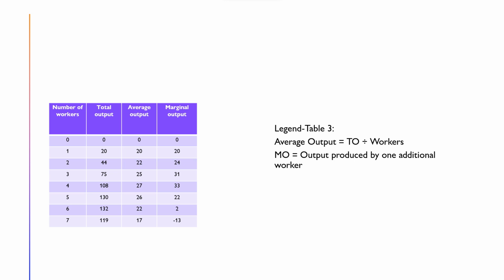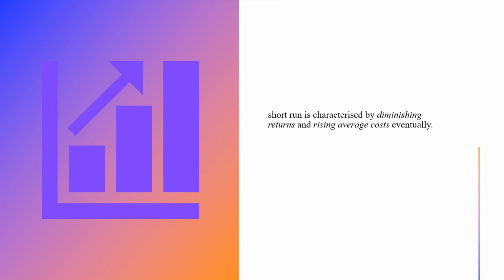This happens due to the fact that the additional worker has become a constraint within the existing fixed factor environment and has started creating hurdles for other workers, reducing overall output. As I explained earlier, with reference to a limited number of car assembly platforms and employment of more workers that create hurdles for other workers. With these simple examples, I have demonstrated that production in the short run is characterized by diminishing returns and rising average costs eventually.